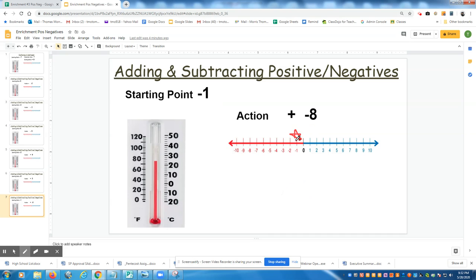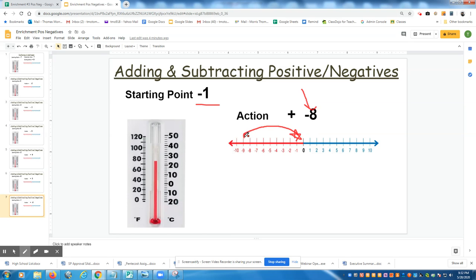Our last example here on the slide, we have -1, and what we are doing now is adding a -8. You can look at that as subtracting 8 or having two owed amounts. I lost $1 today. I lost $8 later in the day. And so I'm going to now go backwards by 8.